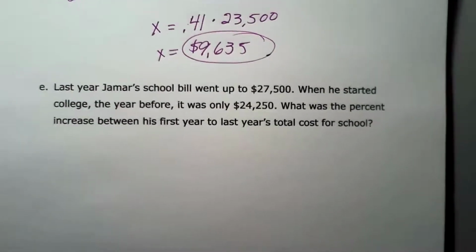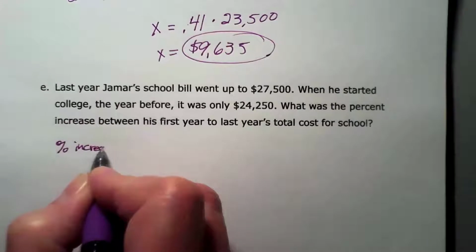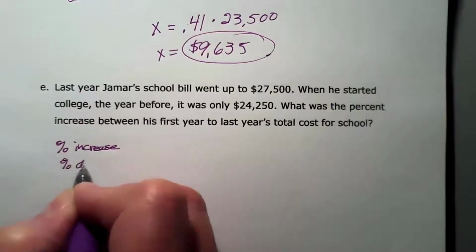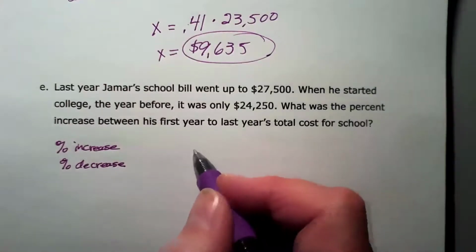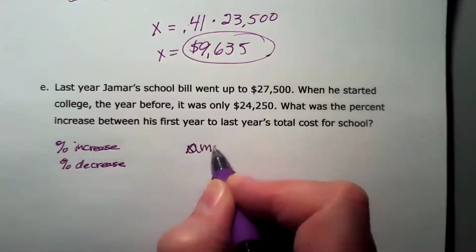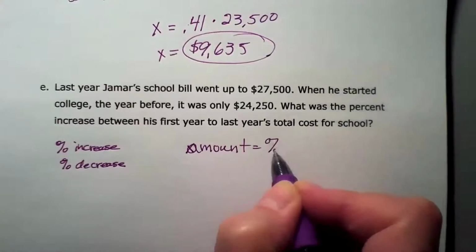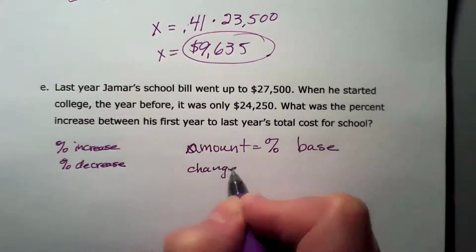Last year, Jamar's school bill went up to $27,500. When he started college the year before, it was only $24,250. What was the percent increase between his first year to last year's total cost for school? So when we do a percent increase or a percent decrease, the change is the amount. So the amount equals percent times base. The change is the amount, how much it changed from here to here.